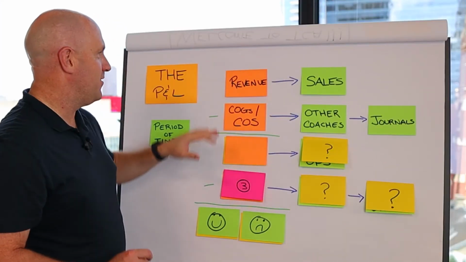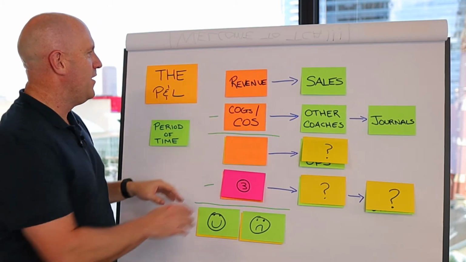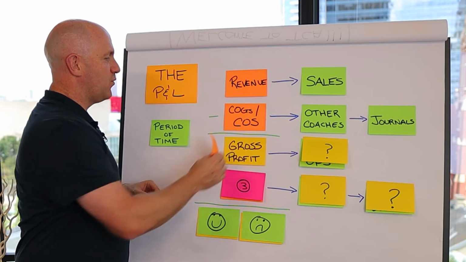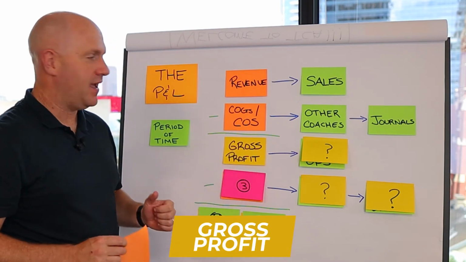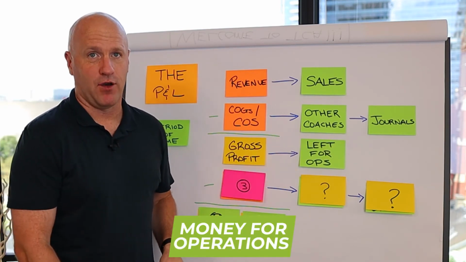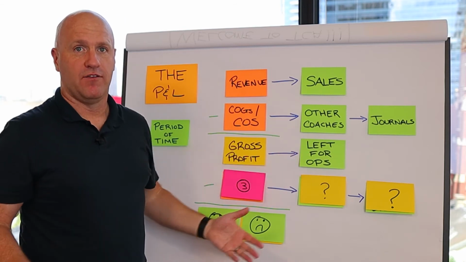All right, so the first section was revenue. The second section was cost of goods sold. Now, when we subtract cost of goods sold from revenue, we are left with gross profit, okay? Gross profit is the money that's left over after you pay for these things, the money that's left over for operations, right?